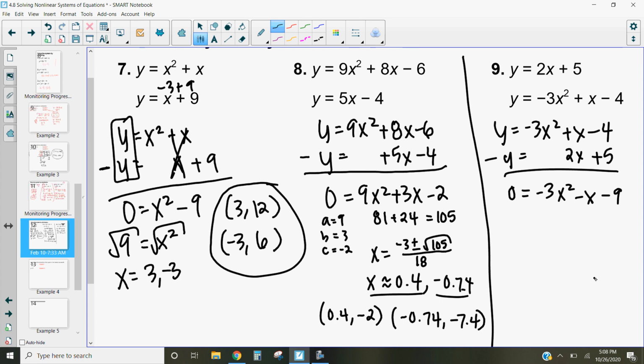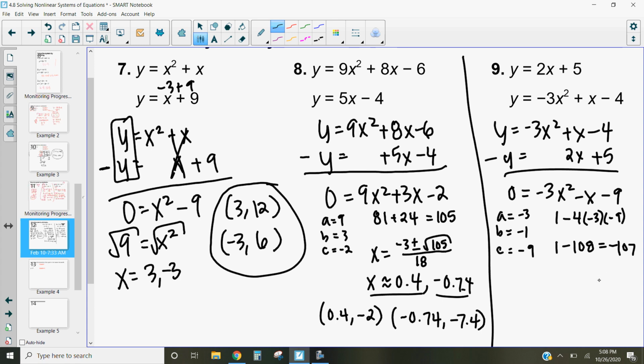I'm going to use the quadratic formula again. So a equals negative 3, b equals negative 1, c equals negative 9. Then when we find the discriminant, or b squared minus 4ac, we get 1 minus 4 times negative 3 times negative 9. 4 times negative 3 times negative 9 is going to be 108. So we get 1 minus 108, which equals negative 107.